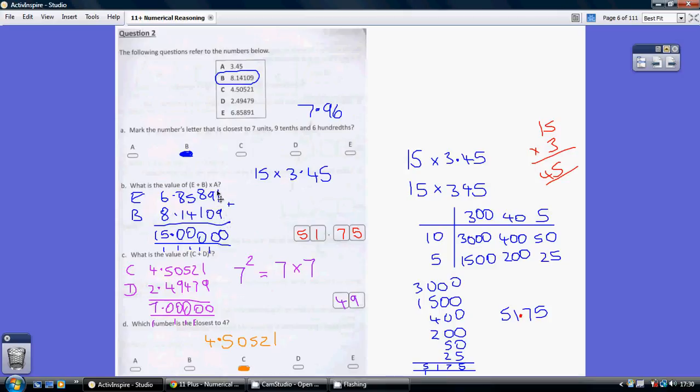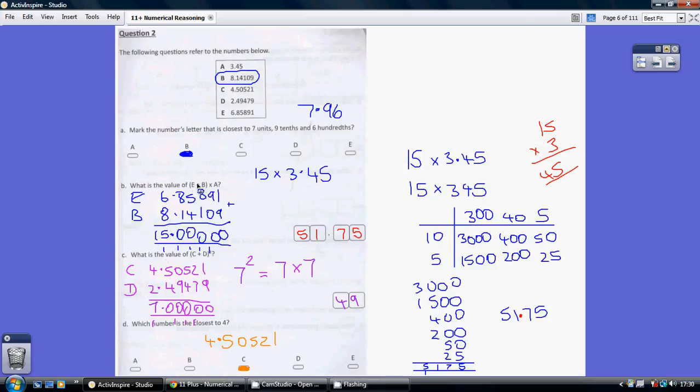So 9 add 1 is 10, so 0 carry 1. 9 add the 1 carried is 10, so 0 carry 1. 8 and 1 and 1 is 10, so 0 carry 1. 5 and 4 and 1 is 10, 0 carry 1. 8 and 1 and 1 is 10, 0 carry 1. So basically loads of zeros so far, and we're just left with the 6 plus the 8 plus the 1, which is 15. So we've got 15 once we've added E to B.